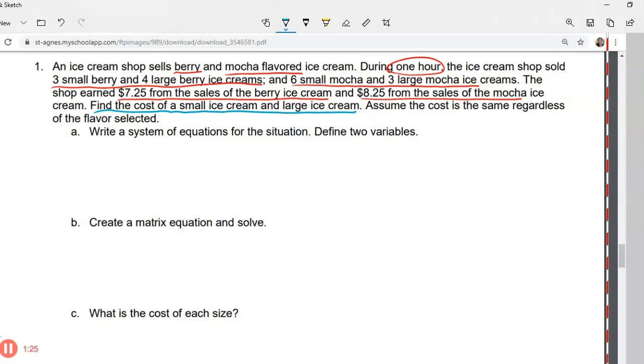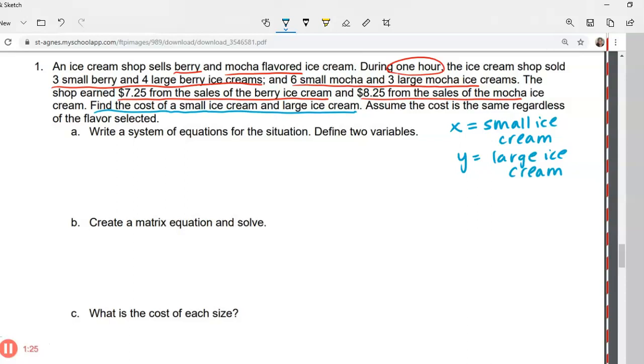So instead of me getting caught up in berry and mocha, maybe you want me to do something with small and large. I know it has an S and an L, but I'm just going to do X and Y. So for my X, I would say, hey, you're the small ice cream. And then I'm letting Y be the large ice cream. Because it's asking find the cost of a small and a large.